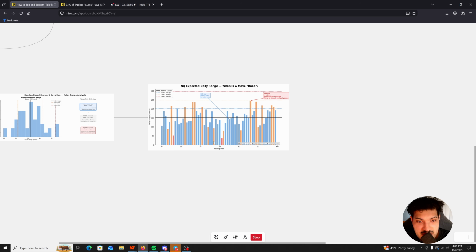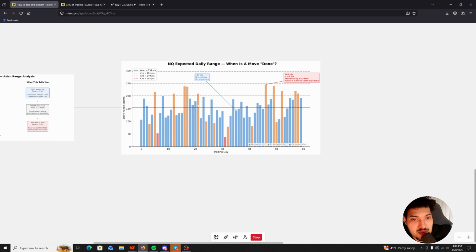You can also do this with the expected daily range. If NQ's average daily range over the last 20 days is 150 points with a standard deviation of 40, well, a normal day is going to be what? Between 110 and 190 points, and then a big day is going to be 2 standard deviations, 230 points plus, and then a very crazy day, a monster trending day, is going to be 270 points plus.